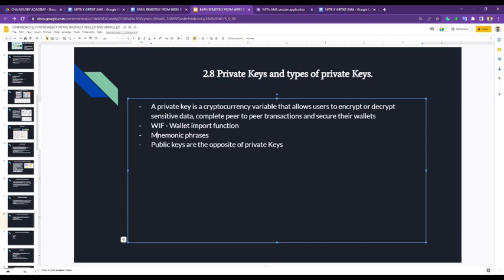Let's also move on to the opposite of private keys. The opposite of a private key is a public key. Public keys are more like, for example, if you have an account in a bank, the account number which is used to receive money is your public key. Public key is your public identity on the blockchain, which someone can use to send you money.